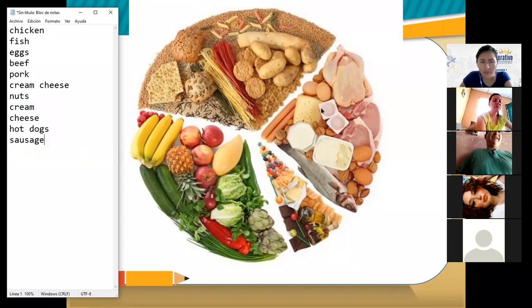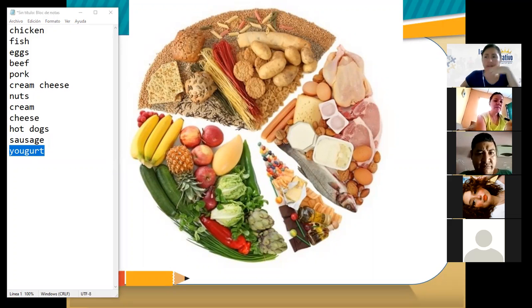I think only that, right? Ahí solo, y también tenemos yogurt, ¿verdad? Yogurt. Okay. ¿Qué más tenemos ahí? Creo que solo eso. Then, what about the next section? La última. What about esta sección acá?